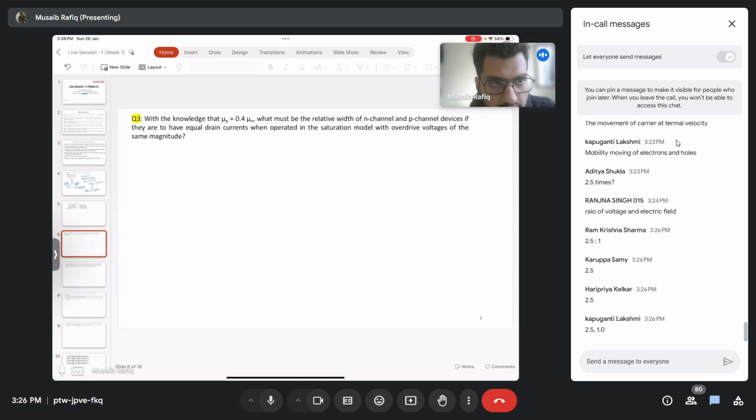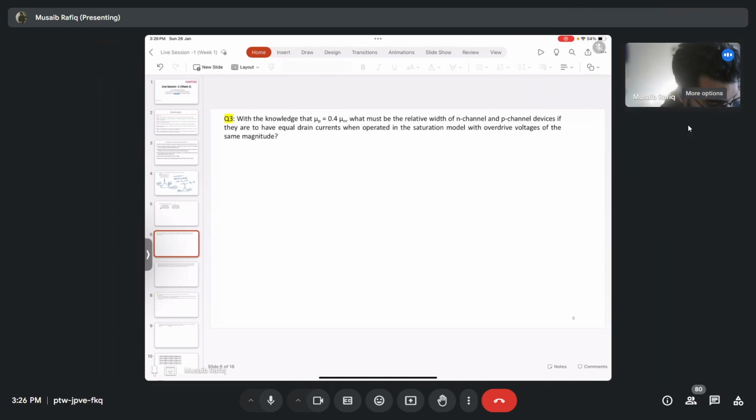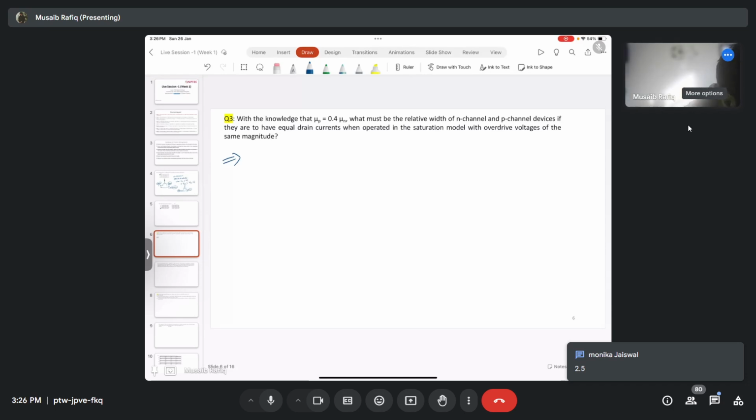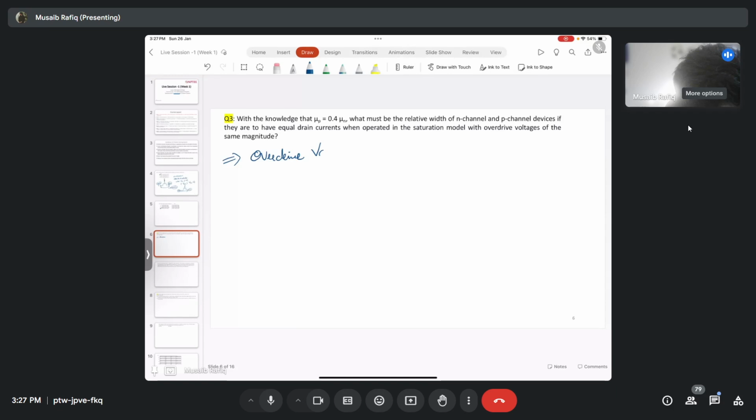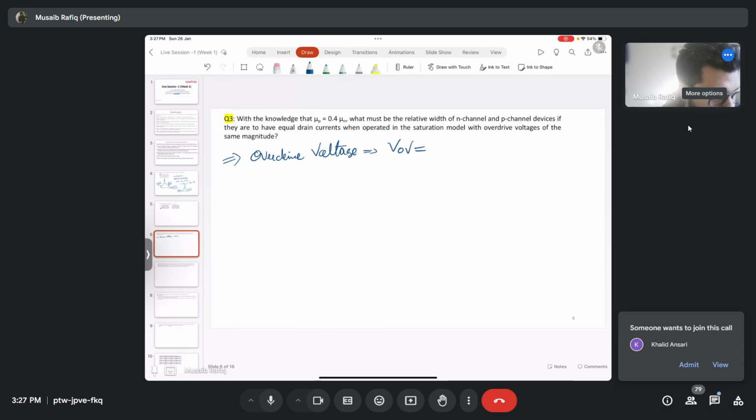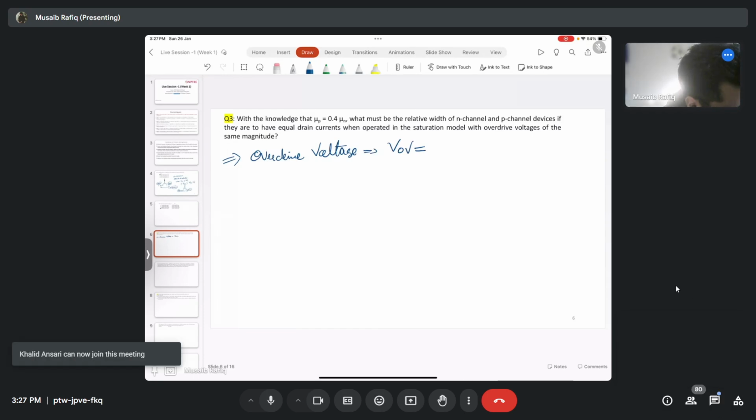Some of you have written the answers. It's fine, now I can show the solution. We are given that mu p is equal to 0.4 times mu n. What must be the relative width of n channel and p channel devices if they are to have equal drain currents when operated in saturation mode with overdrive voltages of the same magnitude? First we should see what this overdrive voltage is. This is VOV, which is equal to VGS minus VT. So overdrive is simply VGS minus VT.